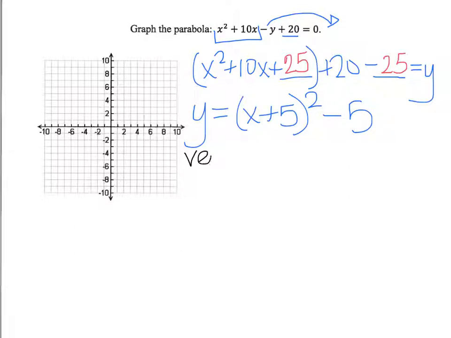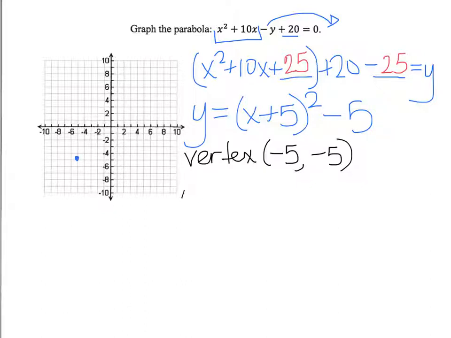We start, once again, with the vertex being at -5, -5. And I put that on the graph. So I go to -5, -5. Let's see how well this works with a stylus. We're out right there. Good.